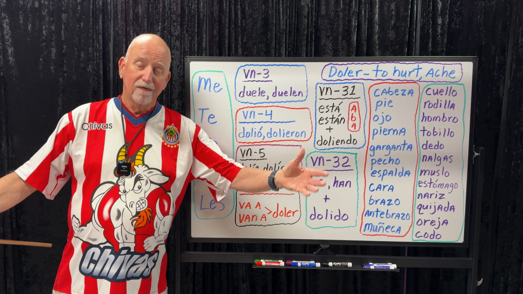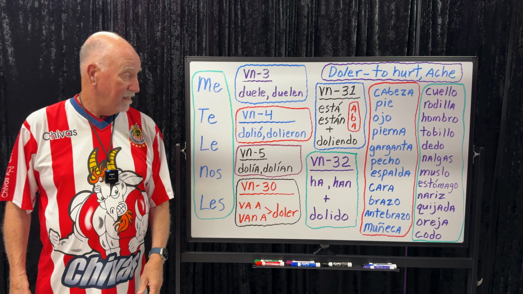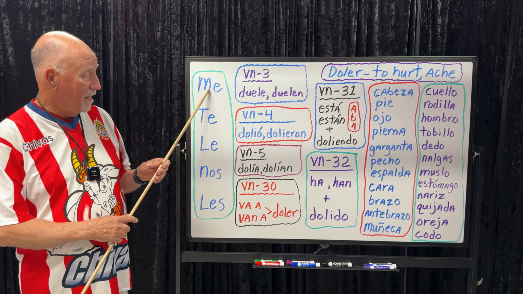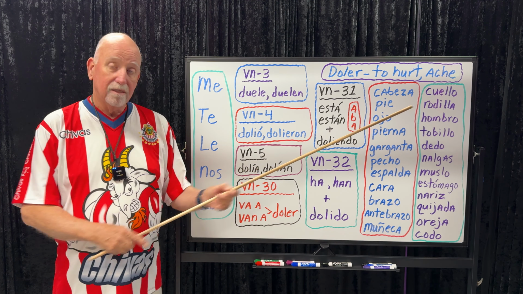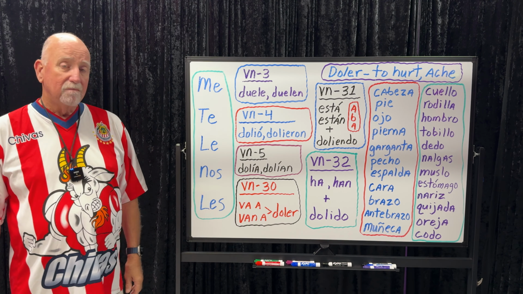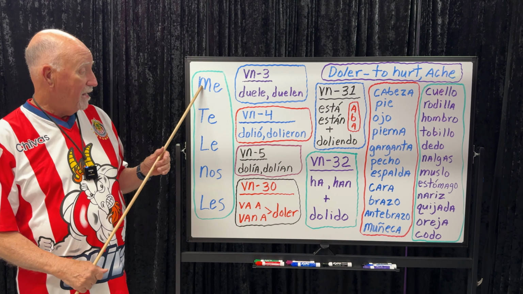Okay. Ha, han plus dolido. Has hurt. Has hurt a lot. Has ached. If you want to say like, my knee has hurt for a long time, me ha dolido la rodilla por mucho tiempo. Me ha dolido por mucho tiempo. My feet have hurt for a long time. Me han dolido los pies por mucho tiempo.